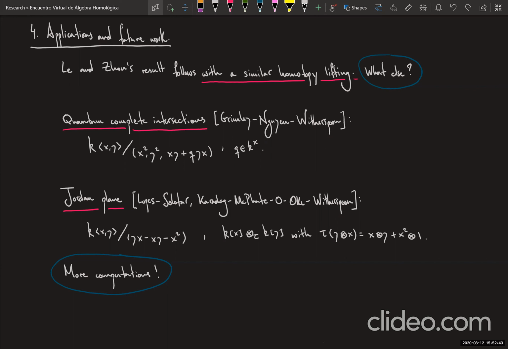In fact, we expect that many others allow a similar proof by these homotopy lifting techniques, including some results that are not yet known to be true. Further applications of Grimley and Witherspoon's result include the computation of the Gerstenhaber bracket in some quantum complete intersections of this type, taking an algebra on two variables and quotienting it out by degree 2 elements. These computations are also expected to be solved explicitly using the homotopy liftings that we found.